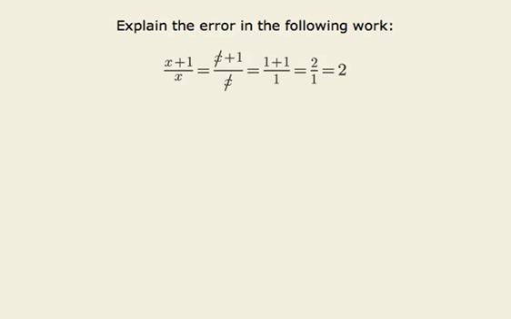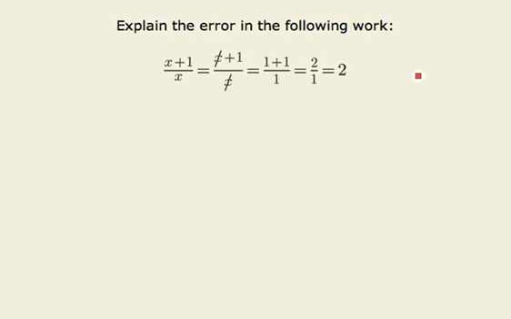Explain the error in the following work. So here is an expression, x plus 1 over x, and what someone has done is they've done some simplification steps and some basic arithmetic steps, and arrived at a final answer of x plus 1 over x is equal to 2. Okay, and that's not right.